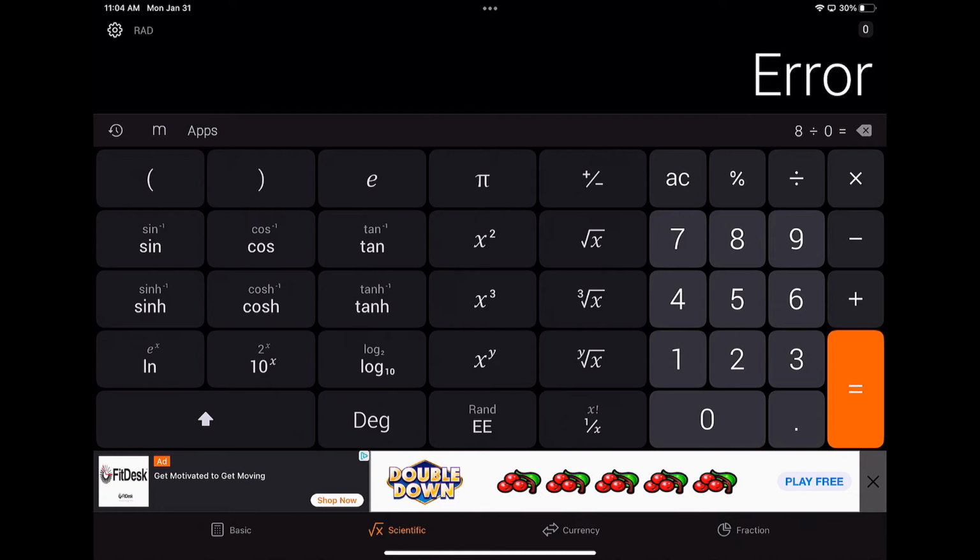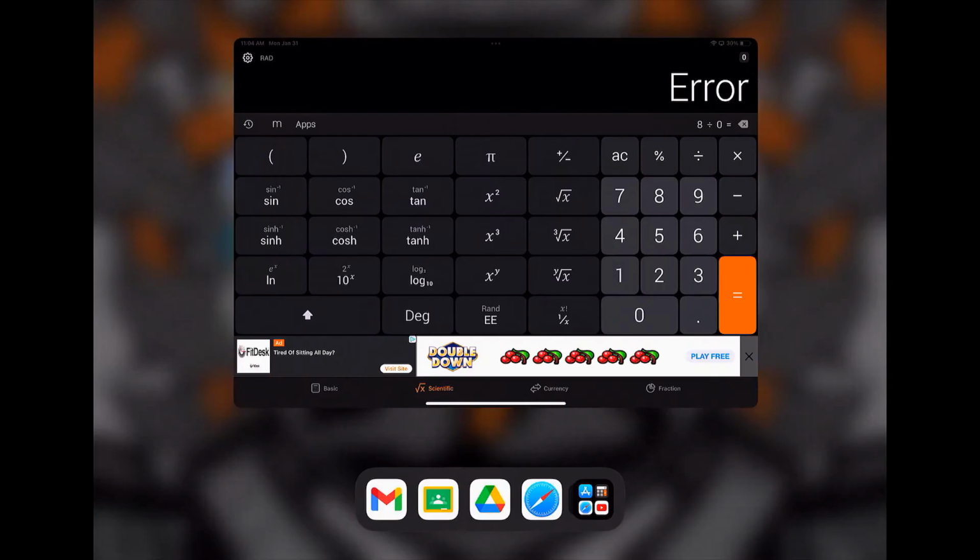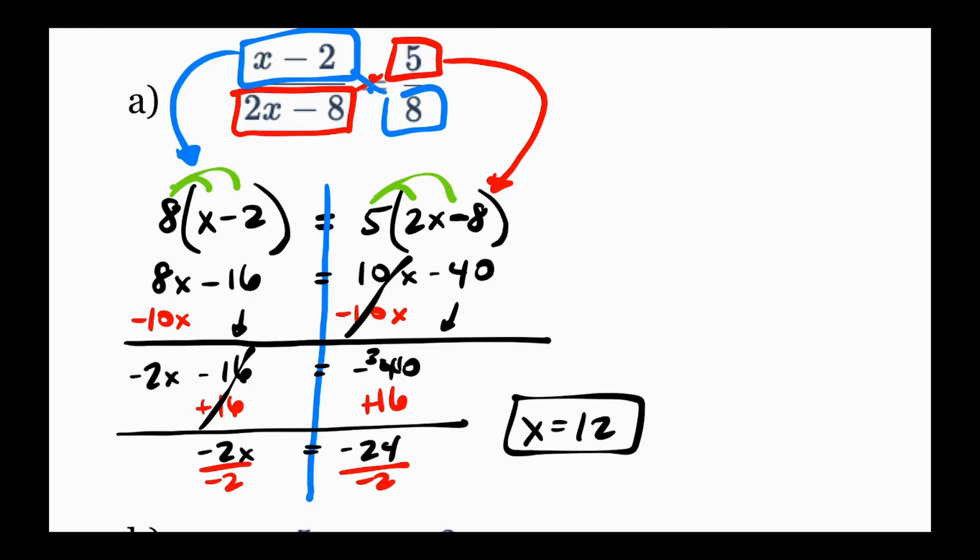But your calculator doesn't have a brain, right? It's an algorithm. It works on algorithms. So it can't tell you that. It just tells you error. Okay, that's why. All right, so getting back to why is that important? It's important because we can't have 0 on the bottom. So if I plug in 12 to the bottom, am I going to get 0?